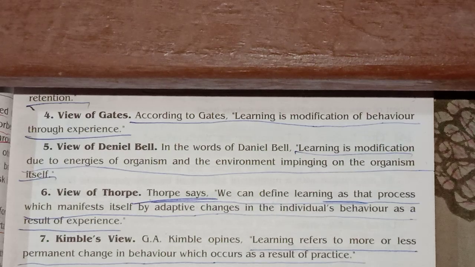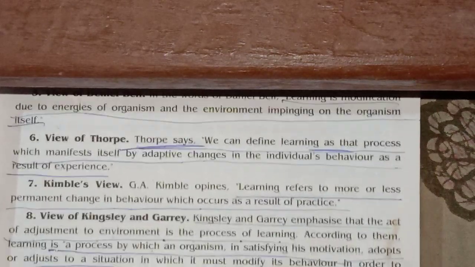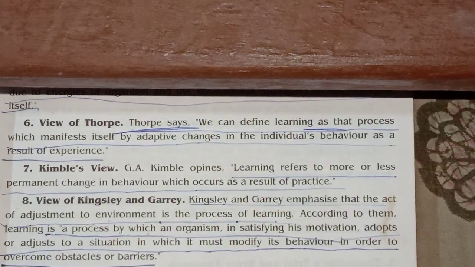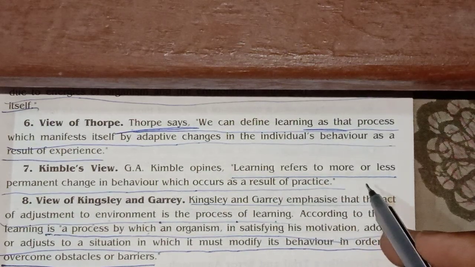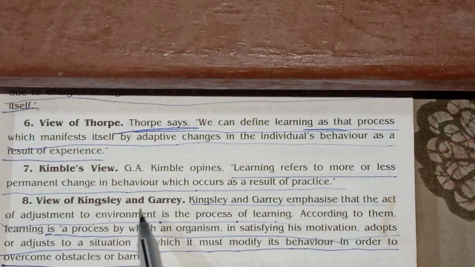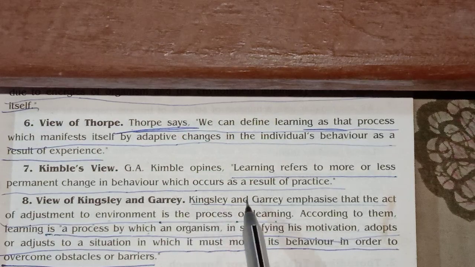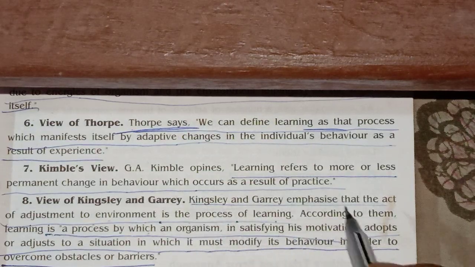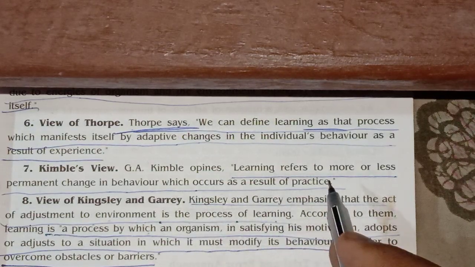So Thorpe said that experiences and the change of individuals' behavior are responsible for the learning process. 7th, Kimball's view. Kimball said that learning refers to more or less permanent change in behavior which occurs as a result of practice. It is similar to Mann's view.